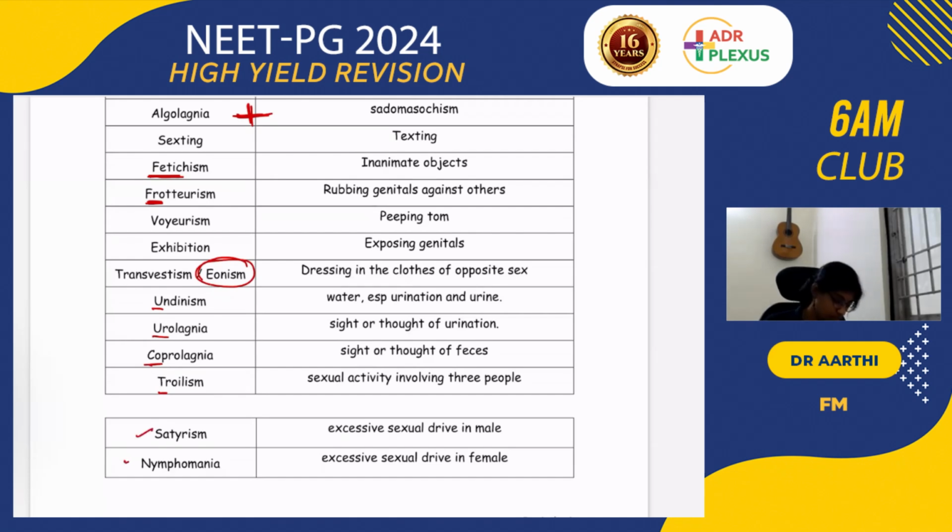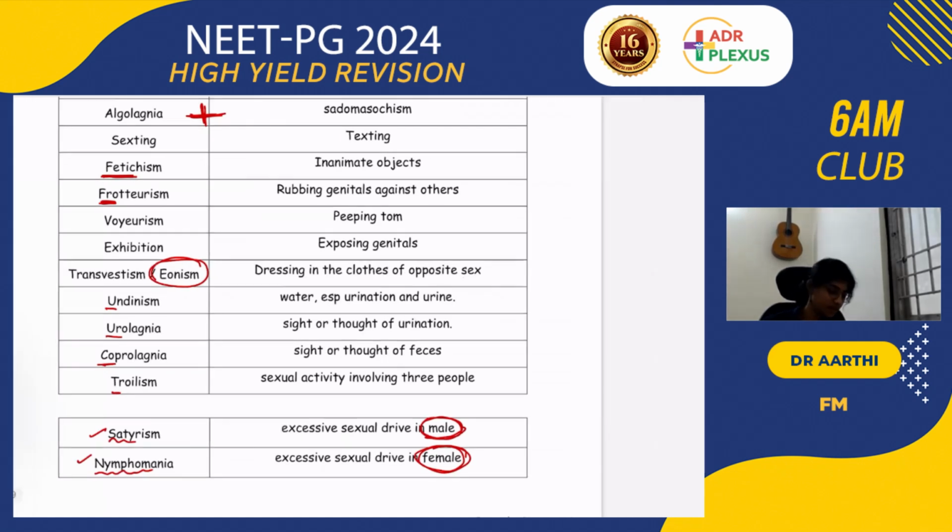This also they have asked previously, satyriasis and nymphomania. Satyr means sexual drive in male. Nympho means female.